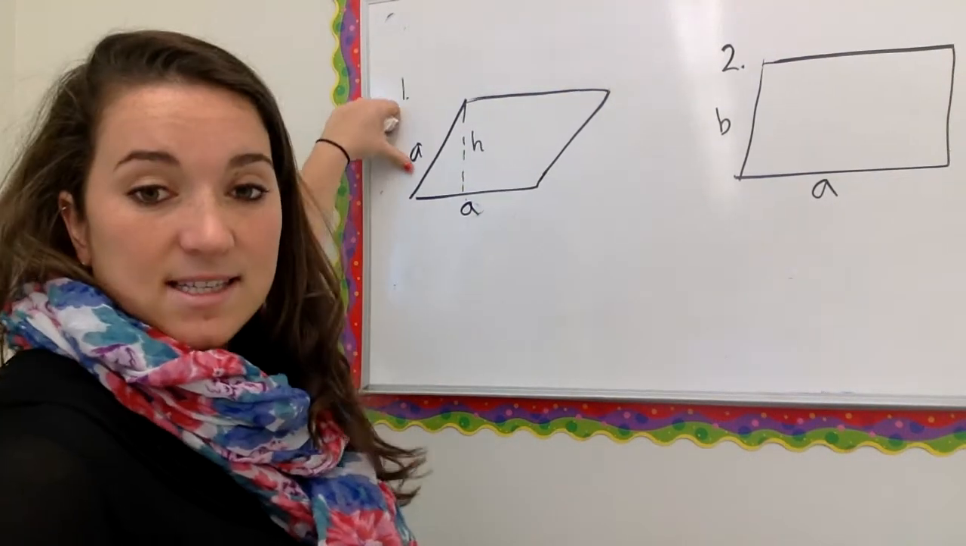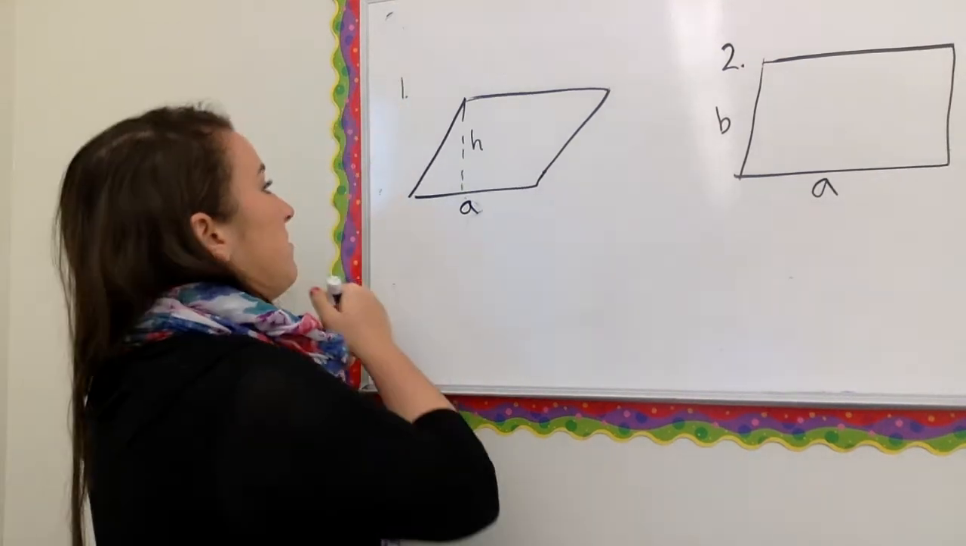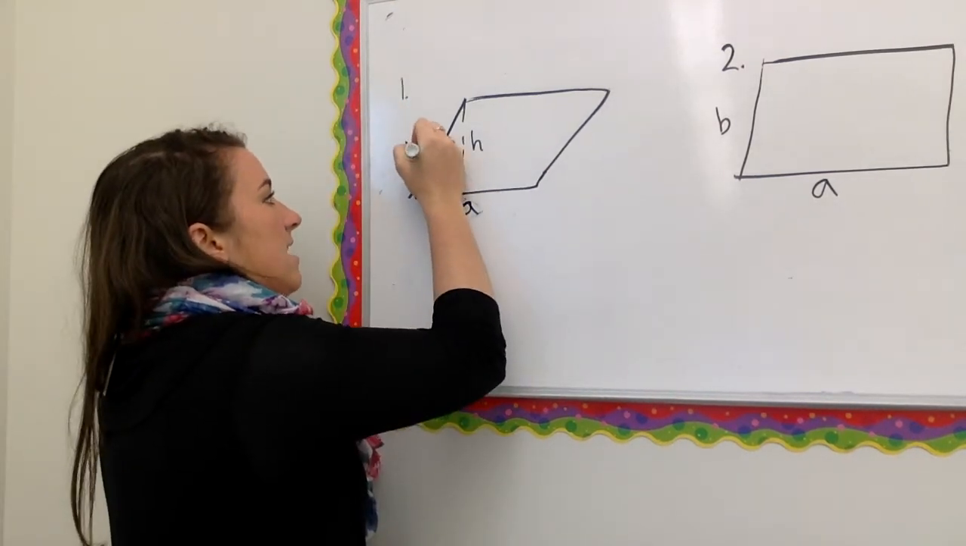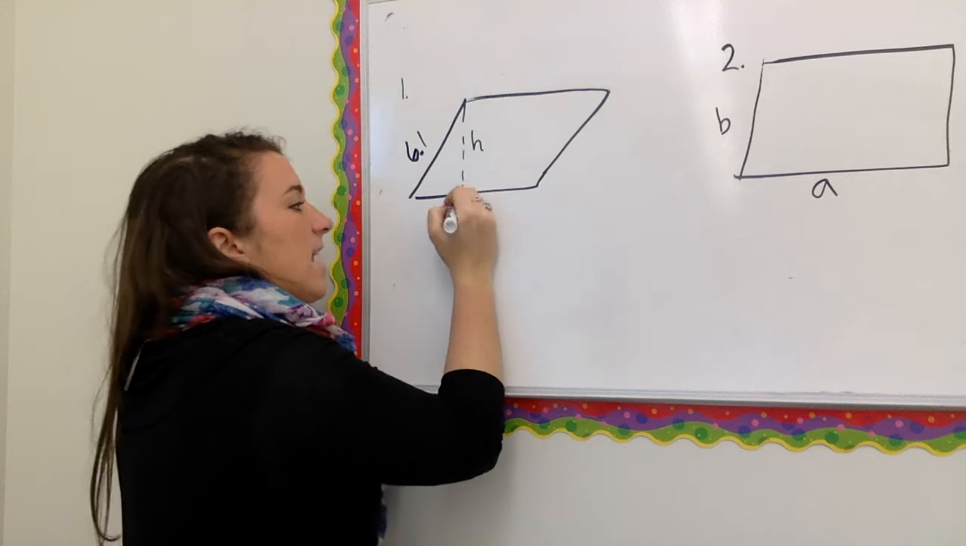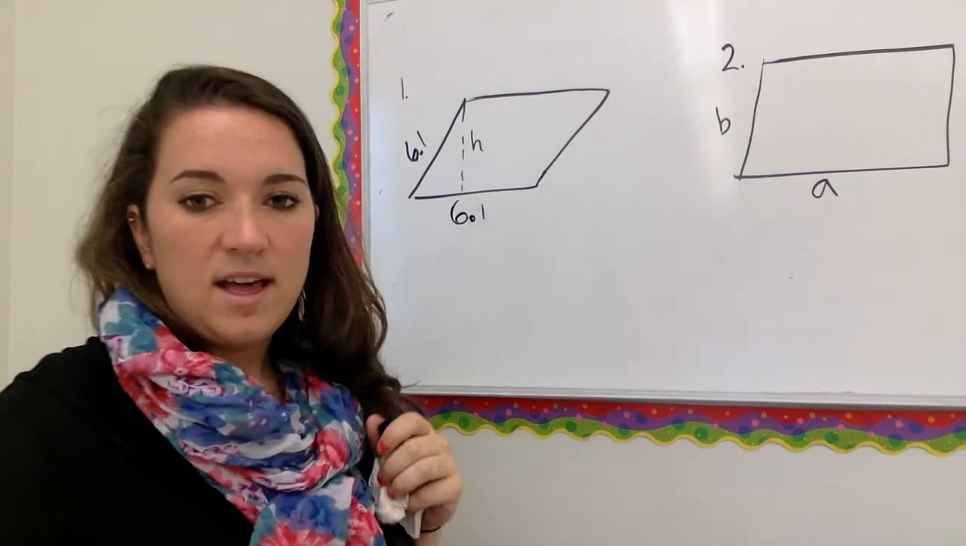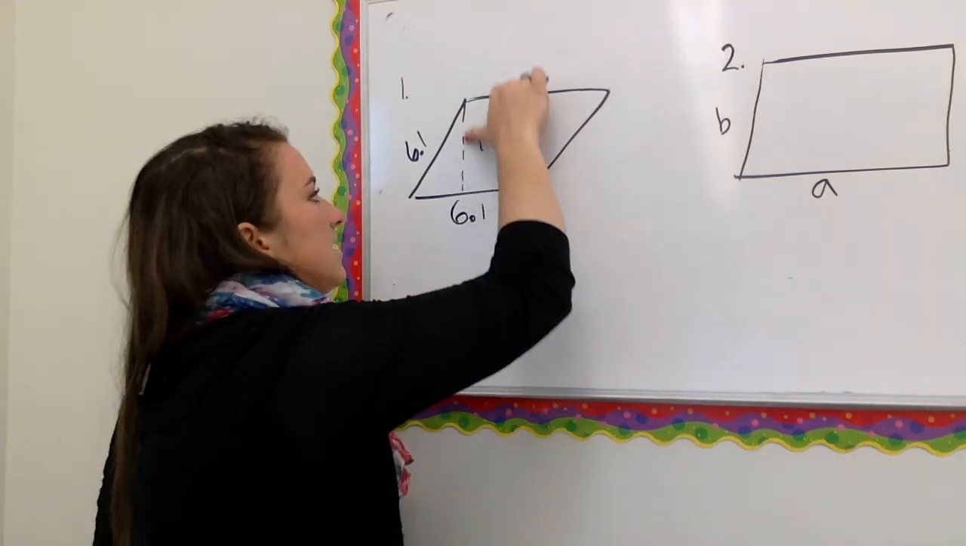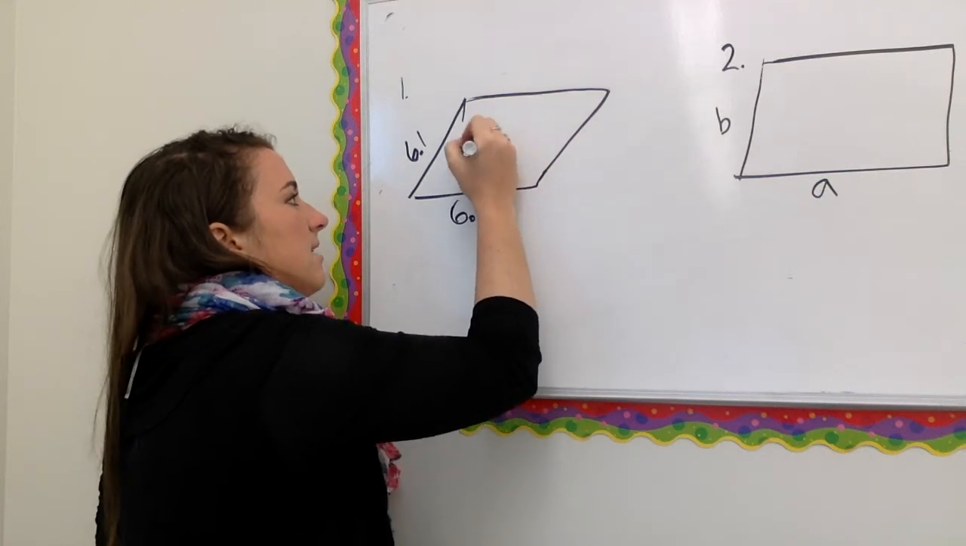It says that A is 6 1/10 centimeters. So I'll put 6 1/10 everywhere I see A. And then H is 5 66/100 centimeters. So I'll put that in place of H.